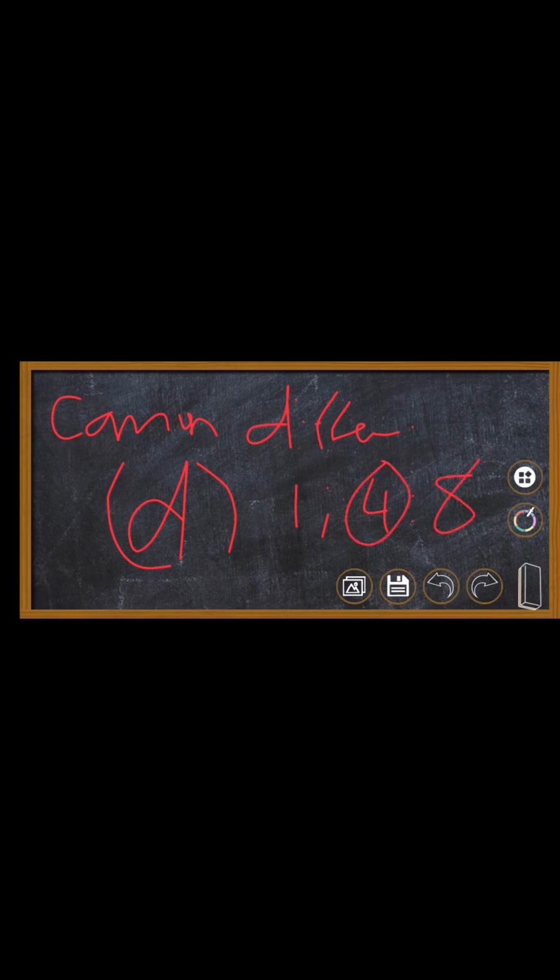So let's define common difference. So what do we mean by a common difference? The common difference is the difference between any term and the term before it. The common difference is denoted D. So that's why, if we had 1 and 4 and 8, we took this 4 and subtracted the term before it, which is 1, to get 3. So it's the difference between any term and the term before it.